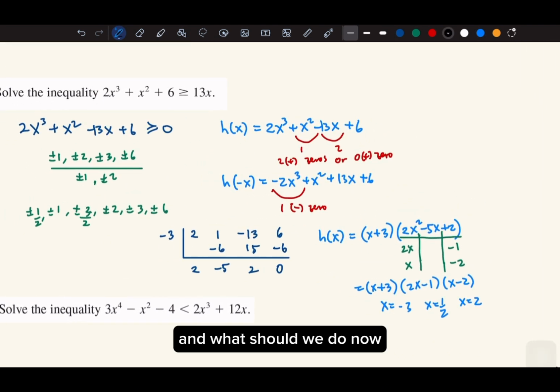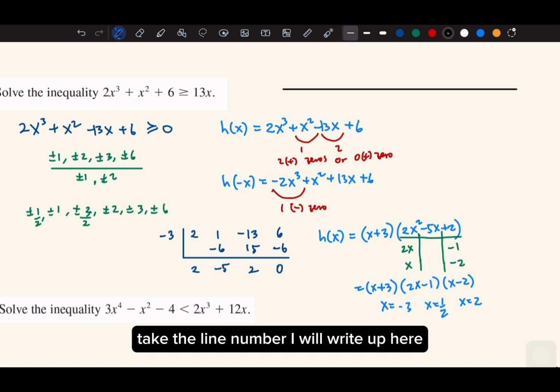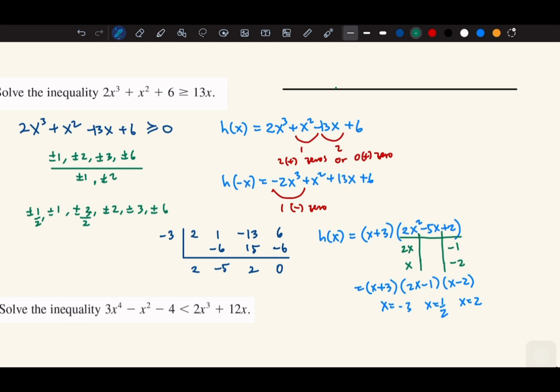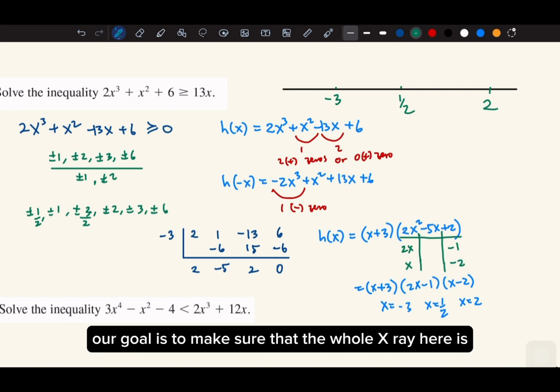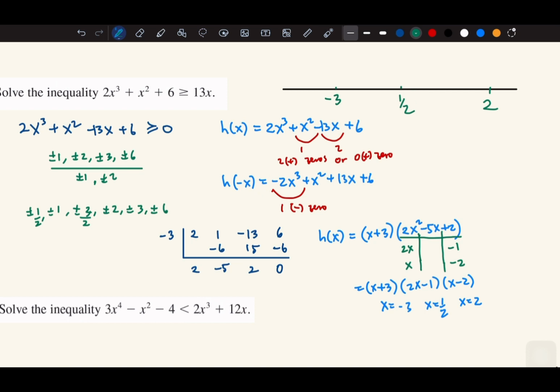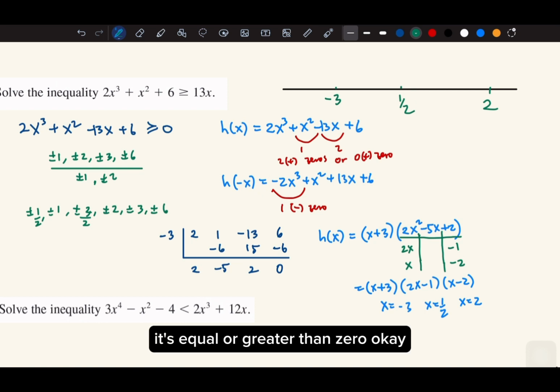And what should we do now? Take the line number. I will write it up here. So we start from negative 3, half and 2. So what is our goal? Our goal is to make sure that the whole x thing here is equal or greater than 0. Okay? So we are going to include all those numbers because it's equal or greater.